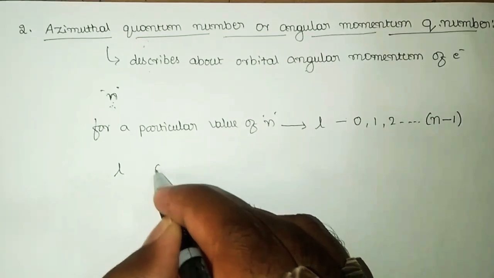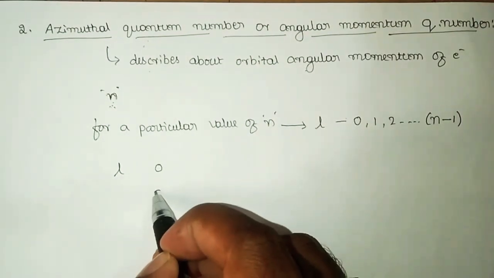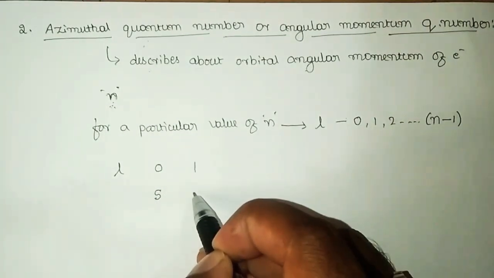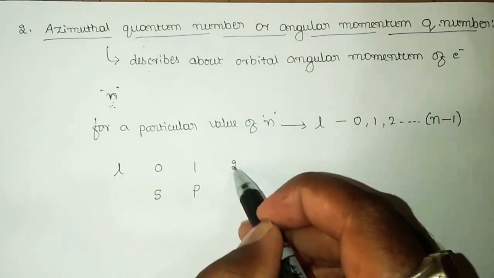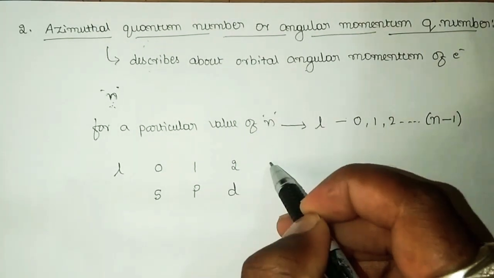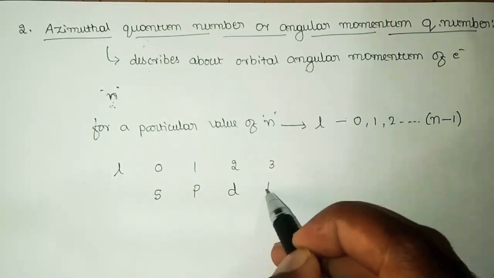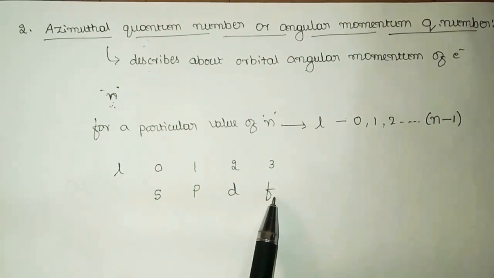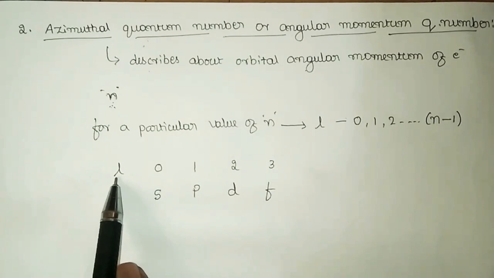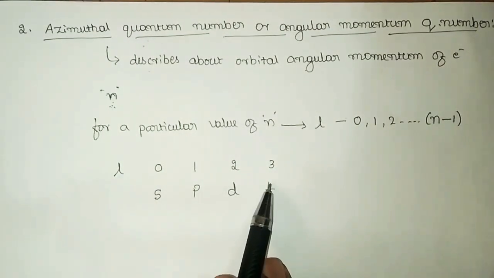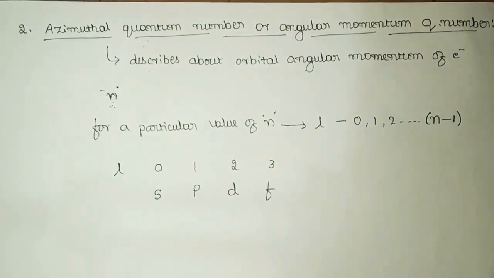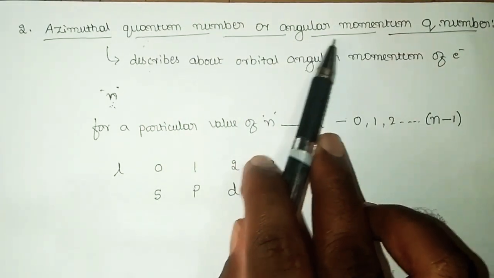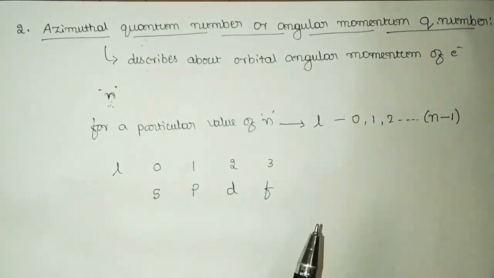Say for example, if L equals 0, the sub-energy level is designated as S. If L equals 1, the sub-energy level is designated as P. If L equals 2, it is designated as D. And if L equals 3, the sub-energy level is designated as F. So S, P, D, F are the sub-energy levels based on the azimuthal quantum number values. And we said the azimuthal quantum number is actually more helpful in calculating the magnitude of orbital angular momentum of the electron, right?